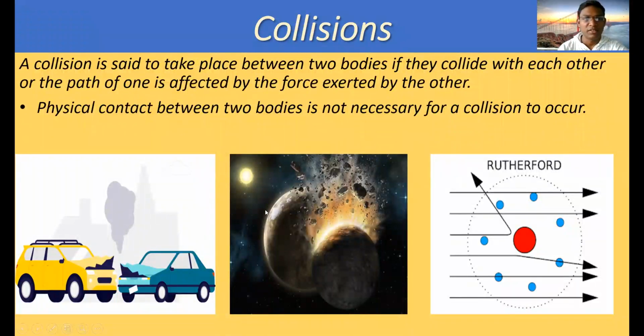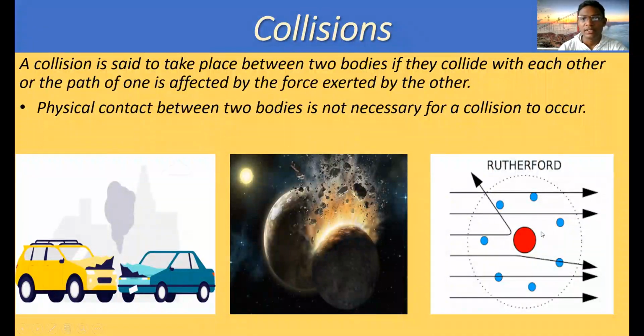See in these pictures, this is a collision. Here there is a physical contact: two vehicles colliding with each other. Here are two celestial bodies colliding with each other. This is also a kind of collision.